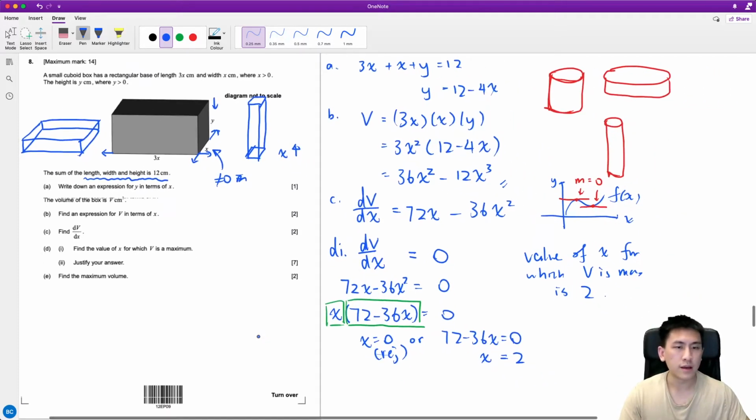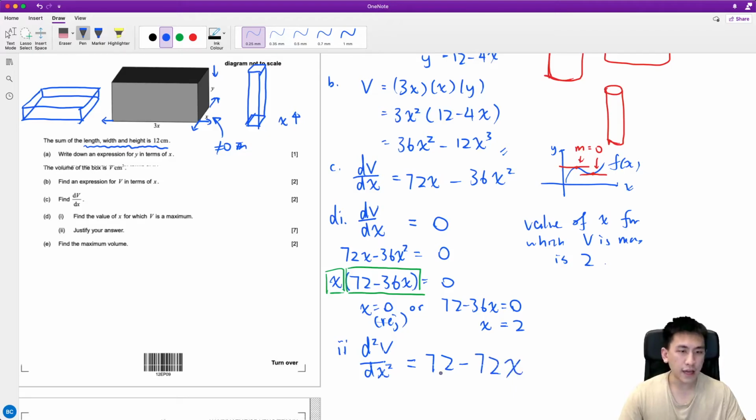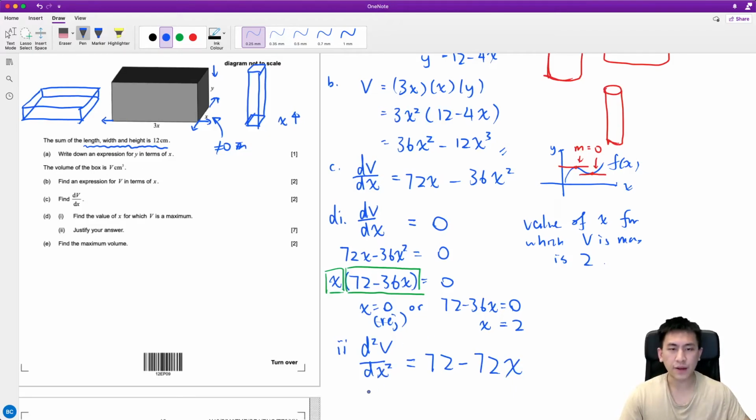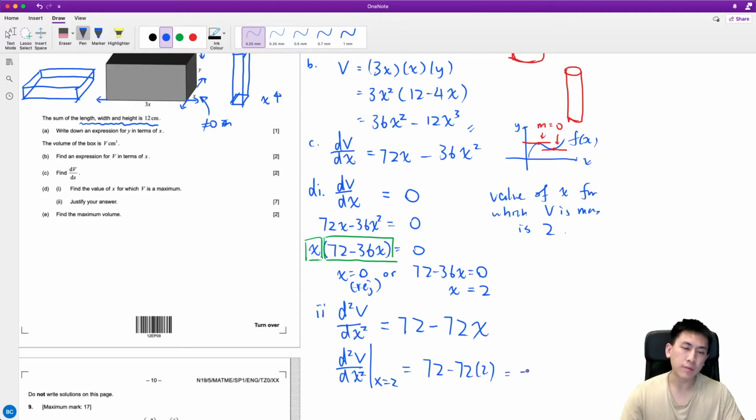Let me zoom out a little bit. All right, so I would justify by just differentiating it again. So d squared V over dx squared would therefore equal 72 minus 72x. After I do this, I will substitute x equals 2 and check what the value is. The notation I would use is to draw a line and write x equals 2, meaning evaluating the differential when x equals 2. That would of course be 72 minus 72 times 2, which is minus 72, a negative, right?